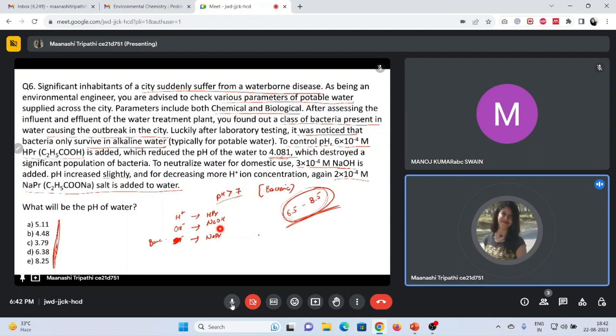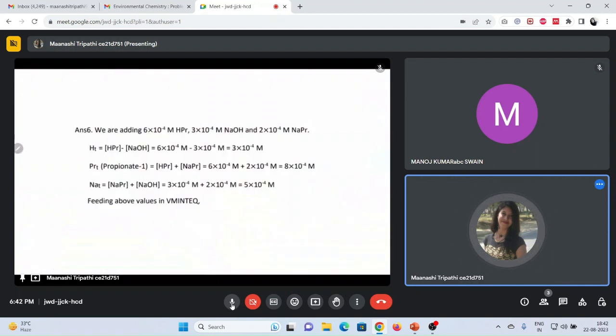Okay, we'll see the solution now, step by step. So first, what was the first step? We were adding 6 into 10 raised to power minus 4 molar HPr. Then we are adding 3 into 10 raised to power minus 4 molar NaOH. Then we are adding 2 into 10 raised to power minus 4 molar NaPr.